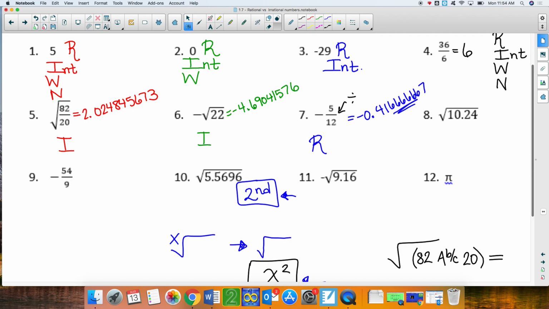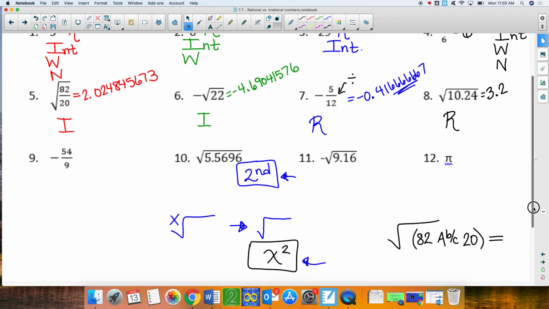Okay, number 8. So we're going to plug this in on our calculator. So I'm going to hit second, then that square root button, and then I'm going to plug in 10.24, and I'm going to hit equals, and this is the number 3.2. So that's a clean decimal, one that ends. So this would be a rational number. It can't even go to the next category because it's a decimal, so we just stop right there.